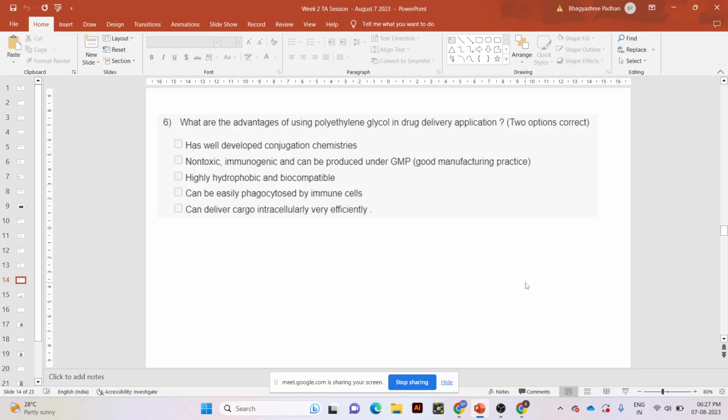Okay, we'll move on to the next question. What are the advantages of using polyethylene glycol in drug delivery application? You have to choose two options. Has well-developed conjugation chemistry, non-toxic, non-immunogenic, can be produced under GMP, good manufacturing practices. Okay.